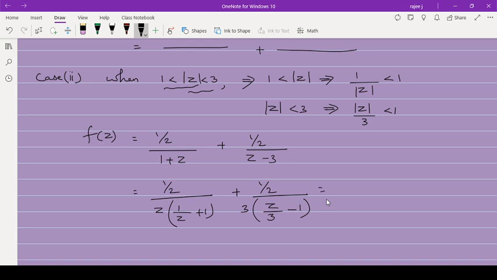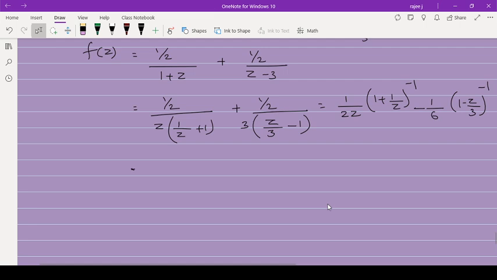So this is equal to 1 by 2 z into 1 plus 1 by z raised to minus 1, and here 1 by 2 and 3 becomes 1 by 6. Like in the previous one, I will take negative common here, so this becomes 1 minus z by 3, minus 1 by 6 into 1 minus z by 3 raised to minus 1. Now again, expanding this using the power series, we are getting the answer. Here 1 plus 1 by z raised to minus 1, you know it is 1 minus 1 by z plus 1 by z square, etc.